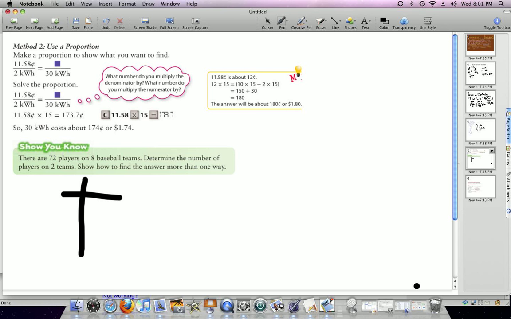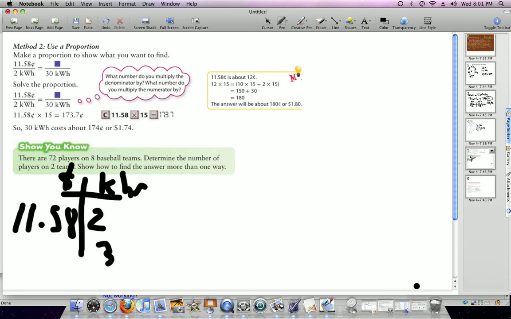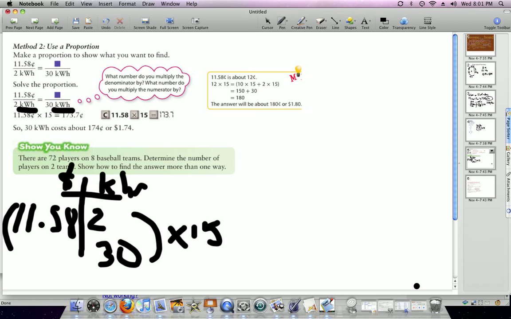I have money here. I have $11.58. Sorry, my writing is absolutely horrible with this pen. And I have $11.58 is 2 kilowatt hours. But I need to buy 30 kilowatt hours. How do I go from 2 to 30? All I did was line up my kilowatts. 2 to 30, I multiply by 15. I'm going to do the same thing over here, multiply by 15, and guess what?